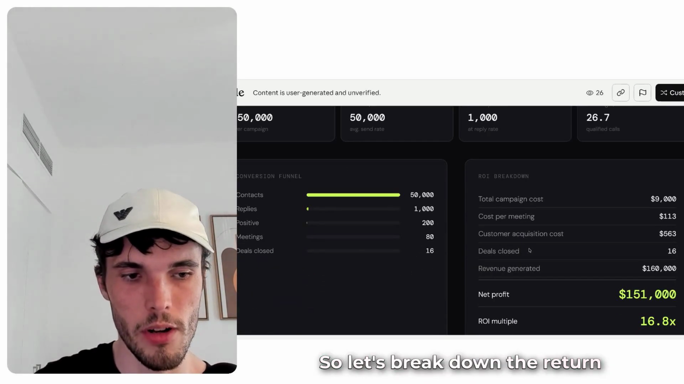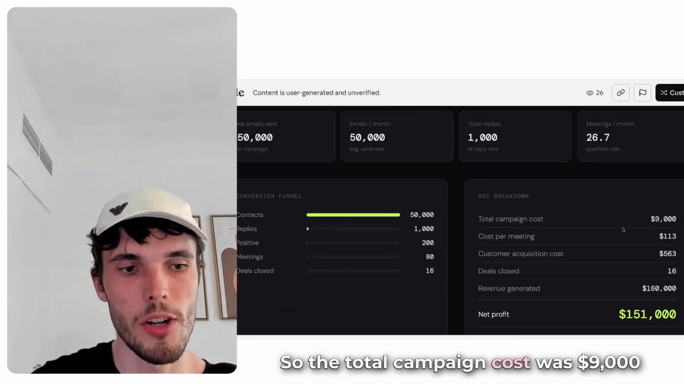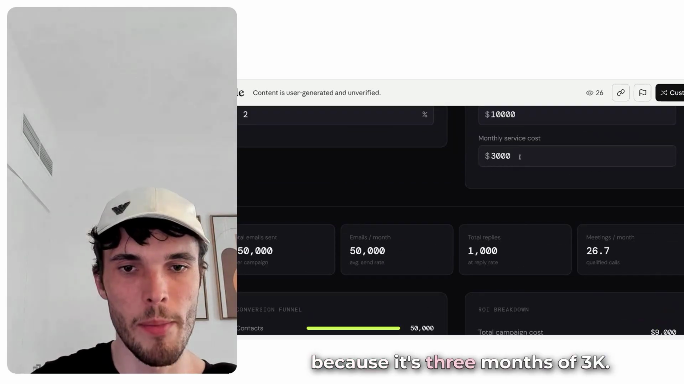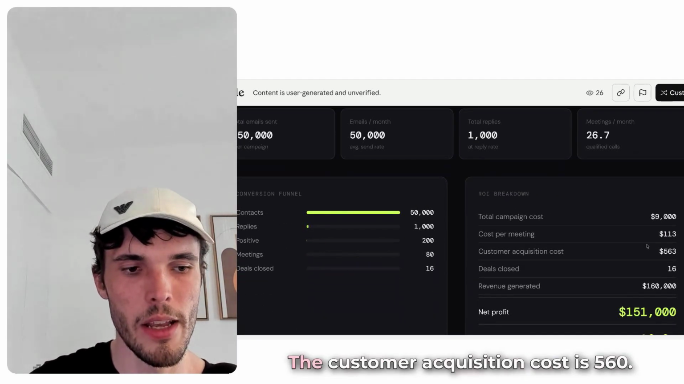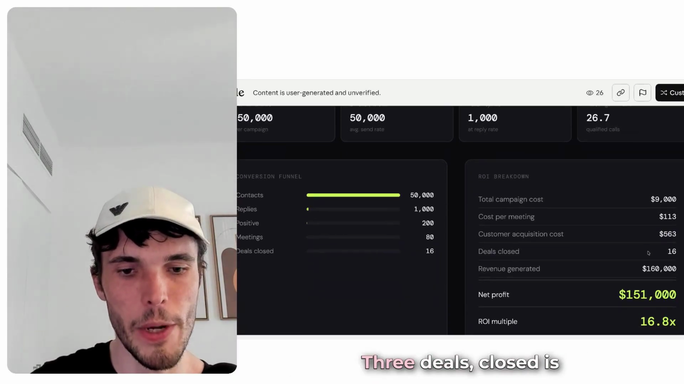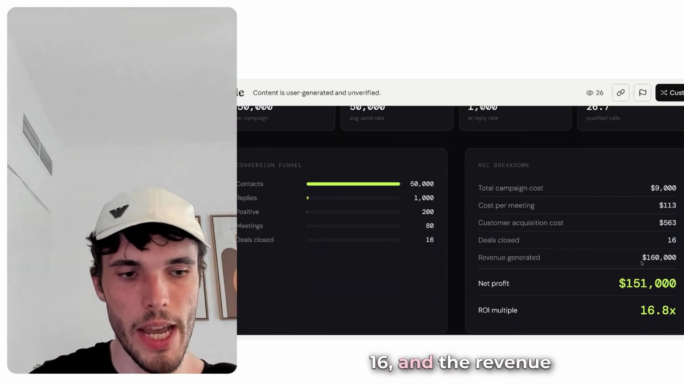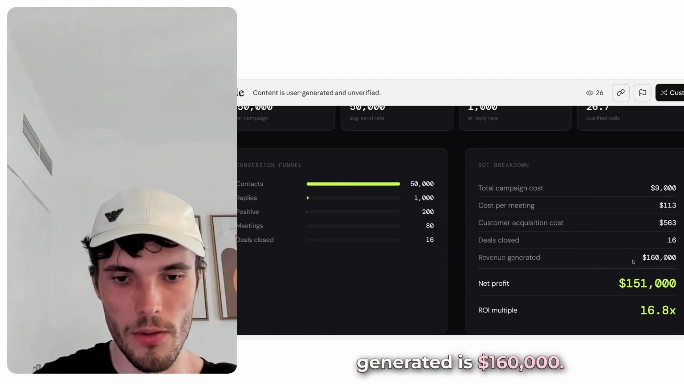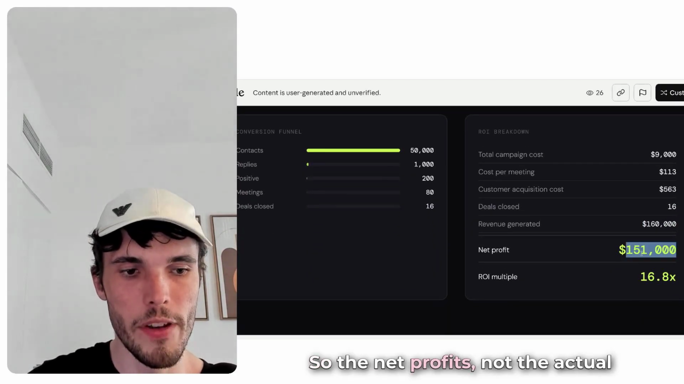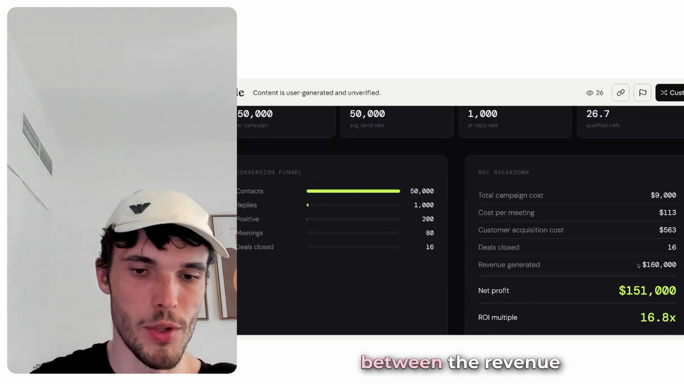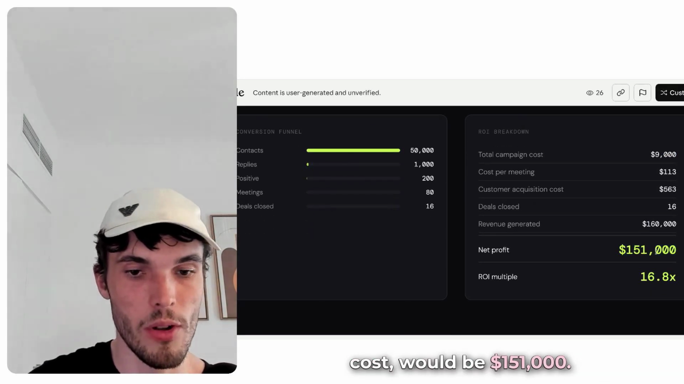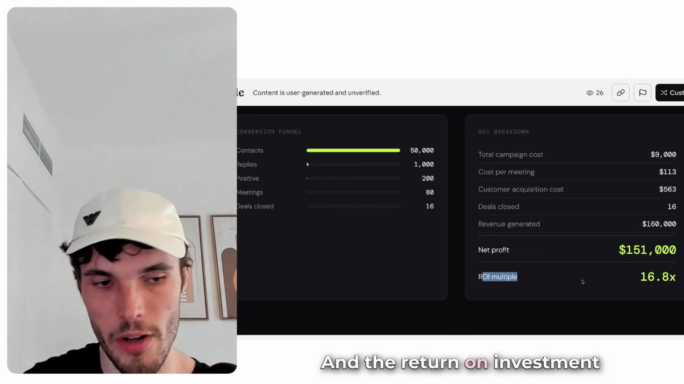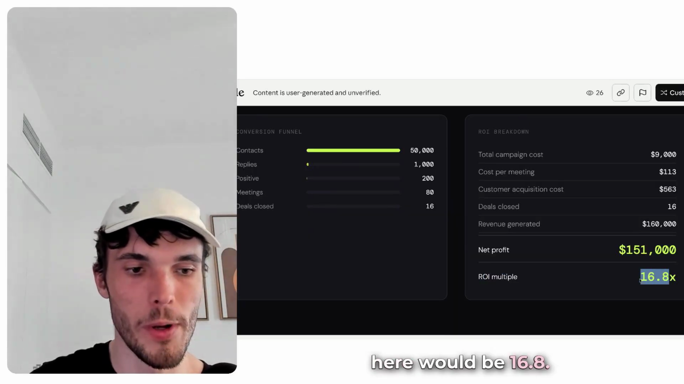So let's break down the return on investment here. The total campaign cost was $9,000 because it's 3 months of 3K. The cost per meeting is 113. The customer acquisition cost is 563. Deals closed is 16, and the revenue generated is $160,000. So the net profit, not the actual net profit, but the difference between the revenue generated and the total campaign cost, would be $151,000, and the return on investment here would be 16.8.